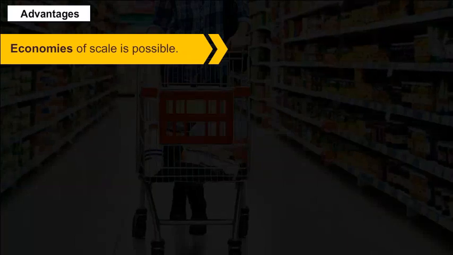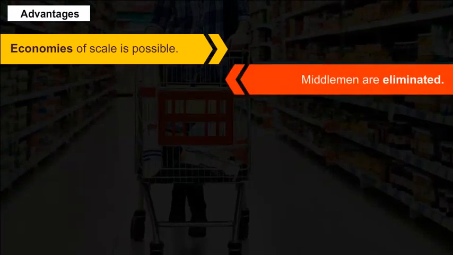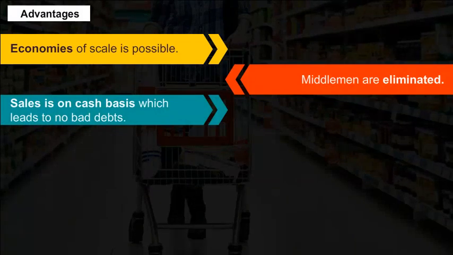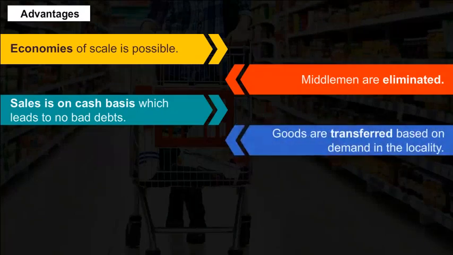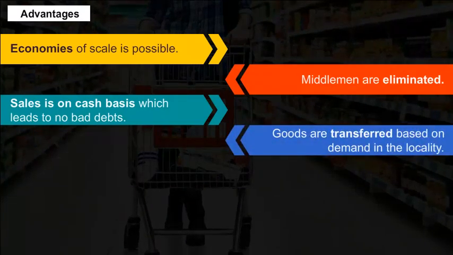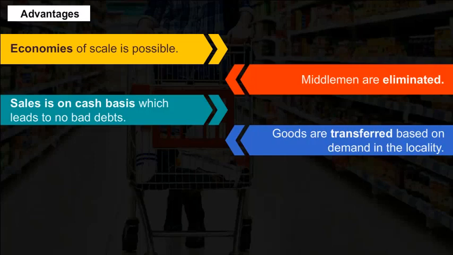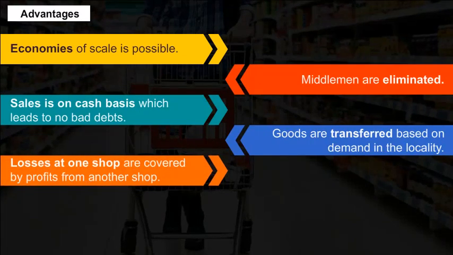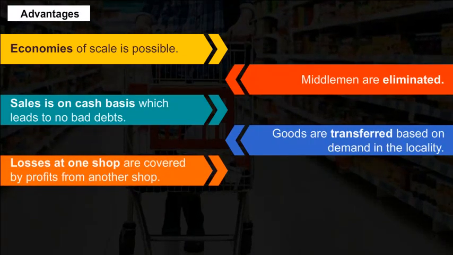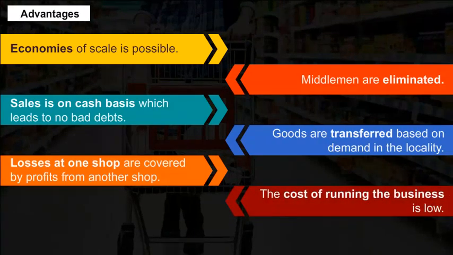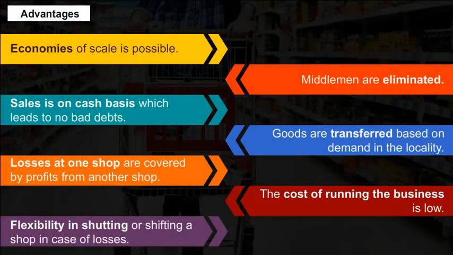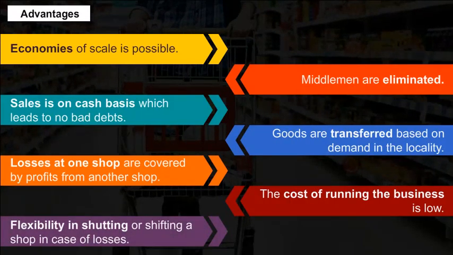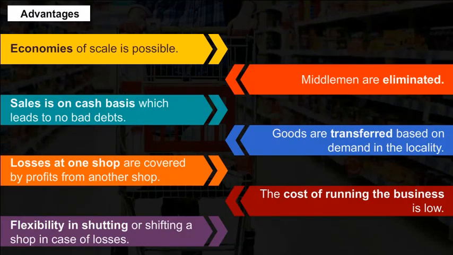Advantages. 1. Economies of scale is possible. 2. Middlemen are eliminated. 3. Sales is on cash basis, which leads to no bad debts. 4. Goods are transferred based on demand in the locality. 5. Losses at one shop are covered by profits from another shop. 6. The cost of running the business is low. 7. Flexibility in shutting or shifting a shop in case of losses.